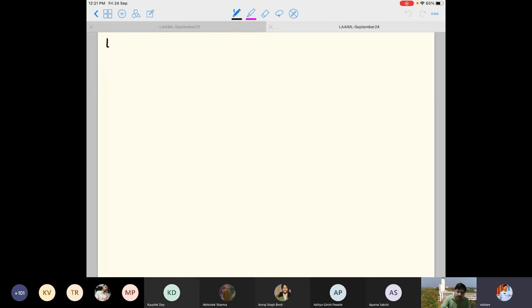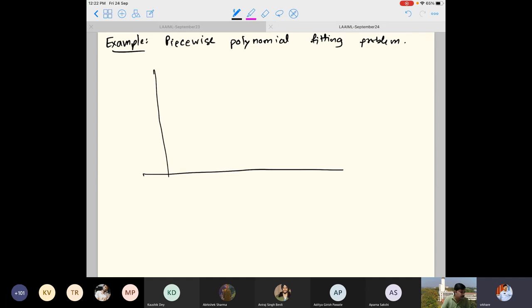Okay, so first things first, where will such a thing arise? Let us take an example where the constrained least squares problem arises. Basically it arises in something called the piecewise polynomial fitting problem. So what we really want to do is piecewise polynomial fitting.